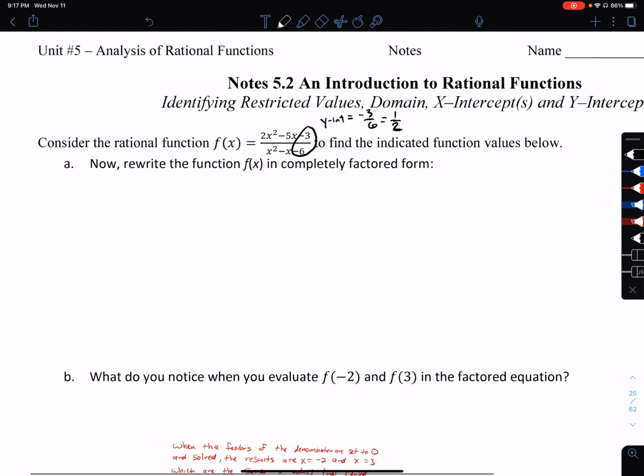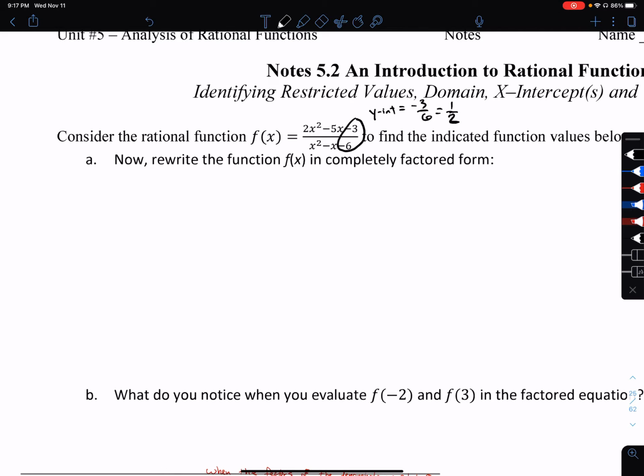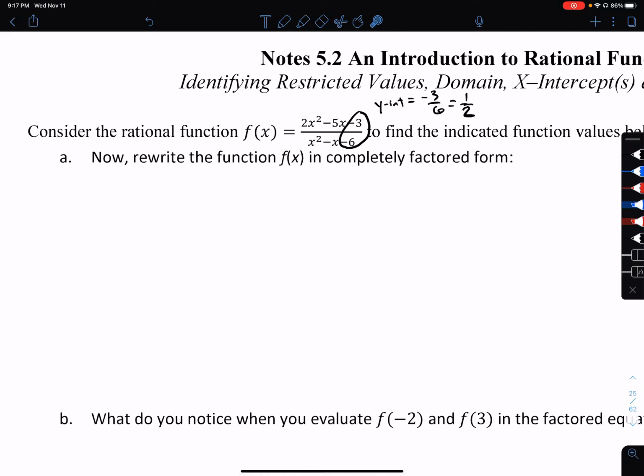denominator. Part A says rewrite the function in completely factored form. Since the numerator has a lead coefficient, its factoring is going to be a little complicated. It's a trinomial, 3 terms. We are going to split the middle term and factor by grouping.